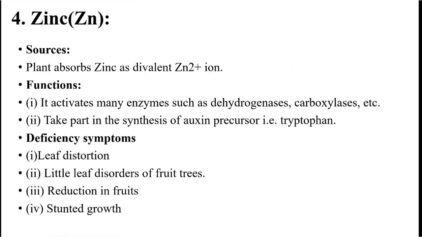Then zinc. The plant absorbs zinc as divalent zinc 2 plus ion. It activates many enzymes such as dehydrogenase and carboxylase. It takes part in synthesis of auxin precursor, for example tryptophan. Tryptophan is the auxin precursor. Deficiency symptoms include leaf distortion, then little leaf disorder of fruit trees, reduction in fruits, and stunted growth.